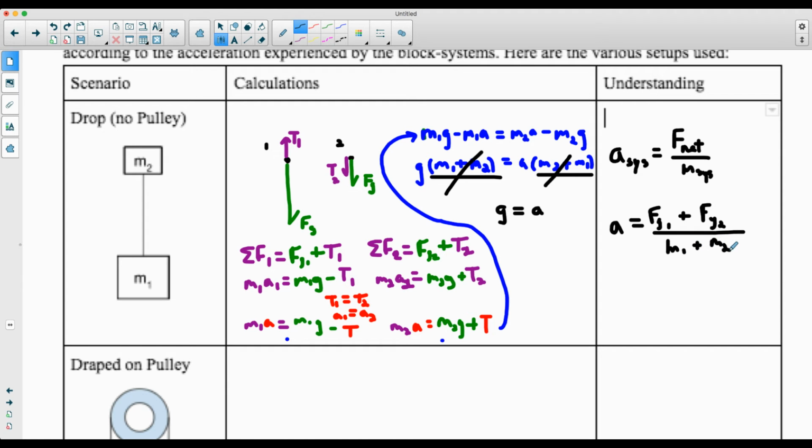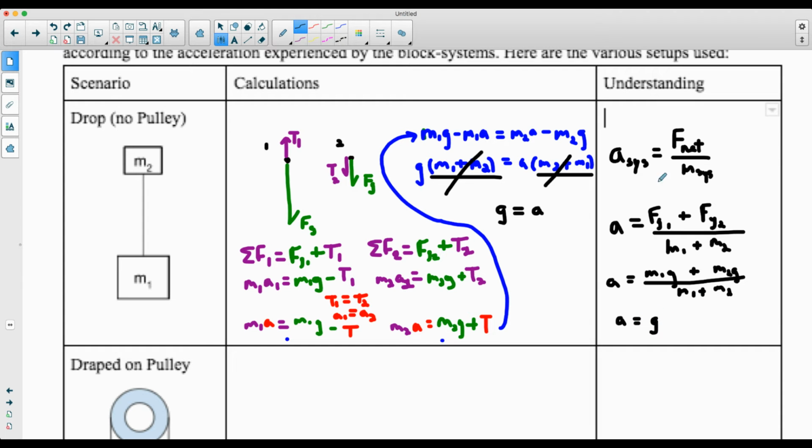Now, clean this up a little bit. Fg1 is just the mass of 1 times g plus the mass of 2 times g, and hopefully you see what happens here, divided by this same m1 plus m2 down here. Pull out that common factor of G in the numerator. And of course, you end up getting G times M1 plus M2 over M1 plus M2.